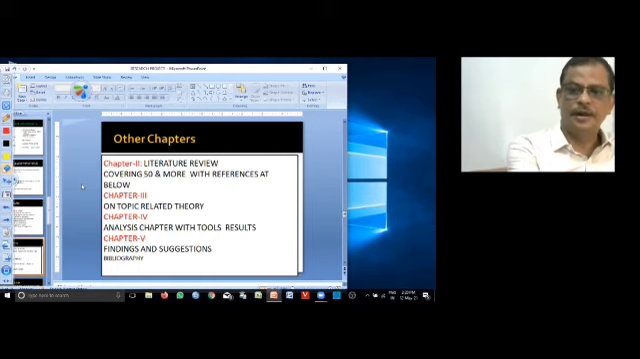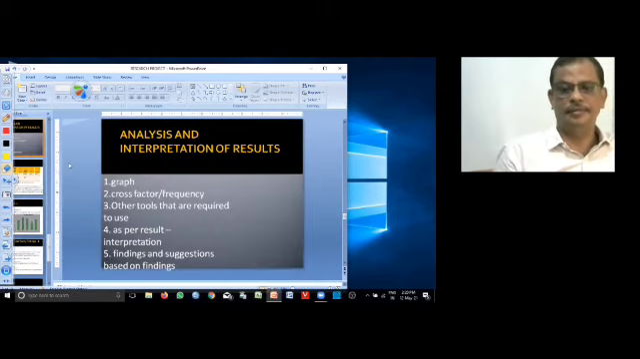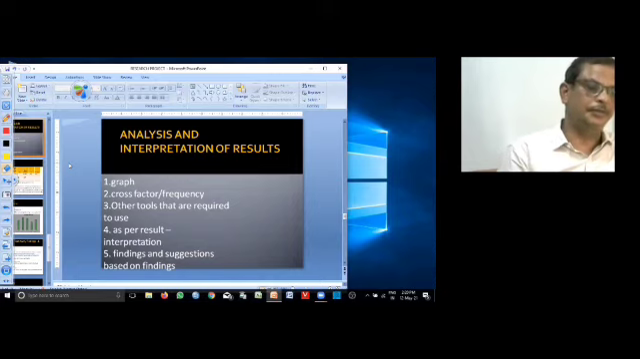Then how can we go for analysis and interpreting the results? You can do it simply by using a graph. A graph can be prepared using Excel on your computer. You can easily prepare a line chart or a bar chart, and every chart you prepare should be on that.